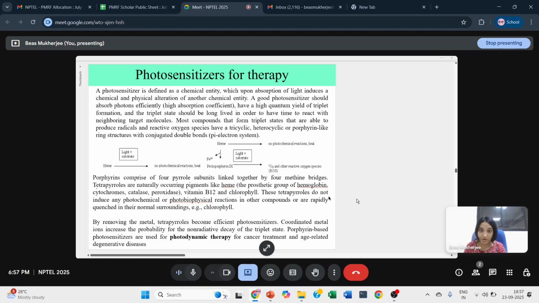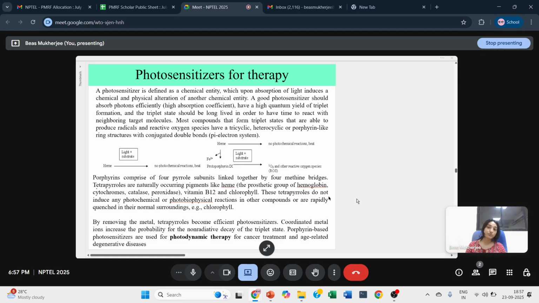Heme is made up of iron and porphyrin. Only the porphyrin ring, when subjected to light and substrate, generates reactive oxygen species. The porphyrin ring consists of 4 pyrrole subunits linked together by 4 methine bridges. Tetrapyrroles are naturally occurring pigments like heme, the prosthetic group of hemoglobin, cytochromes, catalase and peroxidase, vitamin B12 and chlorophyll.